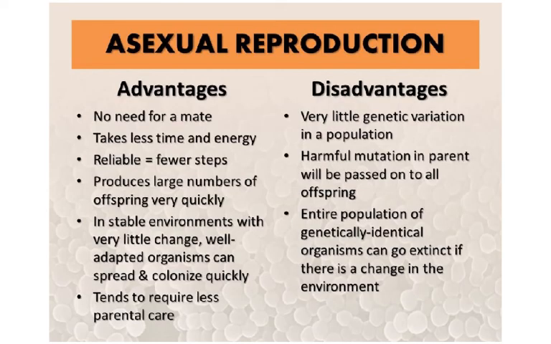Another thing about the advantages: no need for a mate, takes less time and energy, reliable, few steps, produces large numbers of offspring very quickly. In stable environments with very little change, a well-adapted organism can spread and colonize quickly, and it tends to require less parental care. Disadvantages: very little genetic variation in a population, and a harmful mutation in the parent will be passed on to all offspring. The entire population of genetically identical organisms can go extinct if there's a change in the environment. Like if they are resistant to drought and there's no rain for 2-3 years, then all will die.